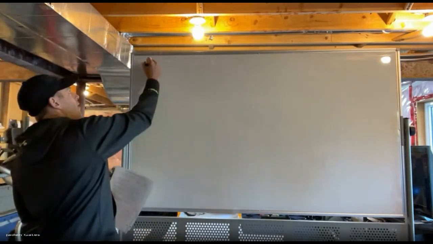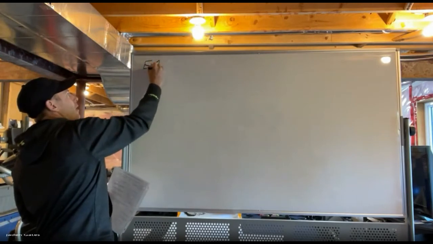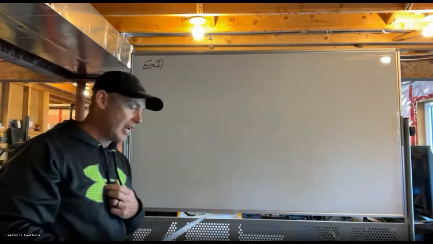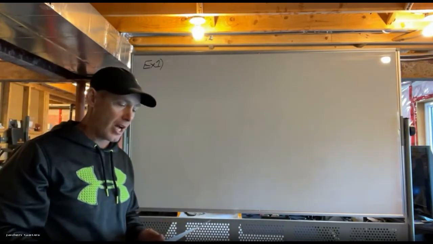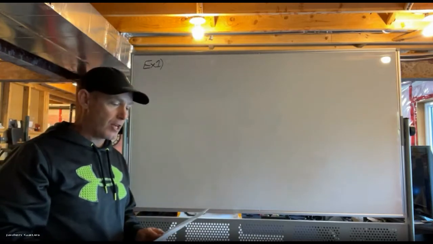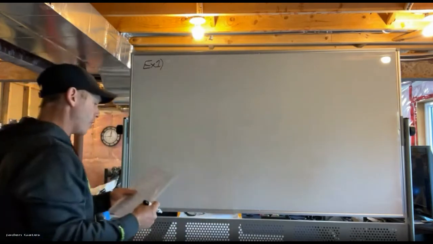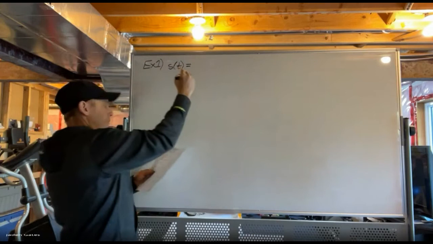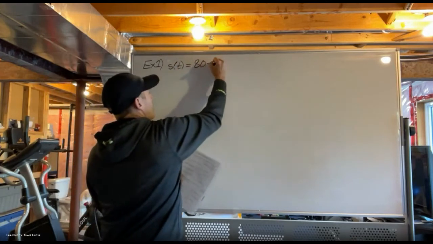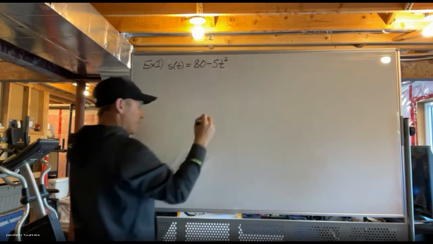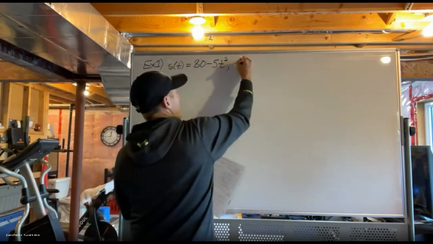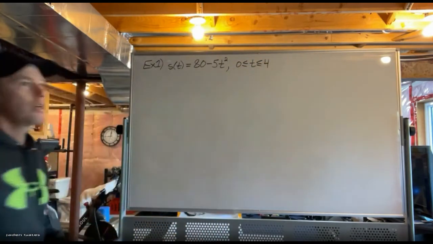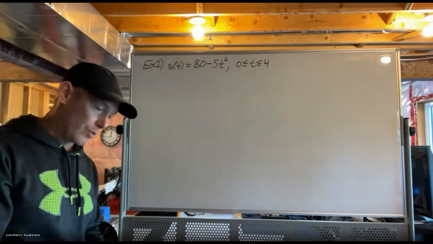All right, so example 1. Wish I spoke up before I flipped it. A pebble is dropped from a cliff 80 meters high. After t seconds, the height s in meters of the pebble is represented by the equation. So here's our equation here. S of t is equal to 80 minus 5t squared, on the interval of 0 is less than or equal to t is less than or equal to 4. So I guess this rock is dropping for 4 seconds. It's a nice way of saying that.